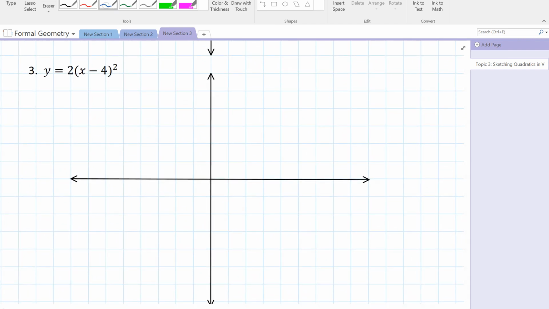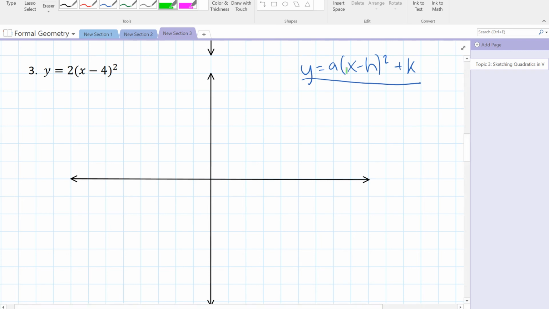Just a reminder of my formula. I'm going to write it down again. A times x minus h squared plus k. Okay, so we can see here, as we're comparing my example 3 to my standard vertex form over here, I have my a value, and I have my x minus h, and all I'm missing is my plus k.